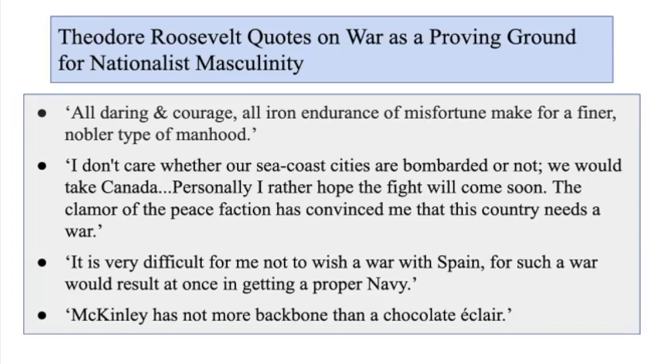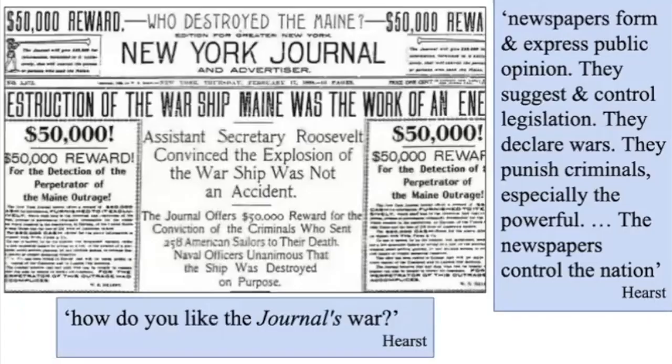He also told the commander of the American fleet near the Philippines to be ready to fight the Spanish fleet there a couple of months before the explosion of the Maine. Finally, when McKinley sought to avert war and was in discussions with Spain, T. Roosevelt publicly commented, "McKinley has not more backbone than a chocolate eclair." There was a great deal of anti-war and anti-imperialist sentiment in the U.S., but Roosevelt had a powerful ally in wanting war and empire.